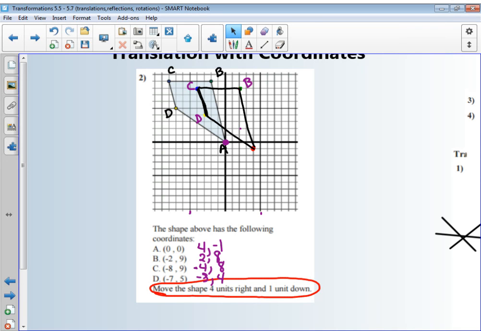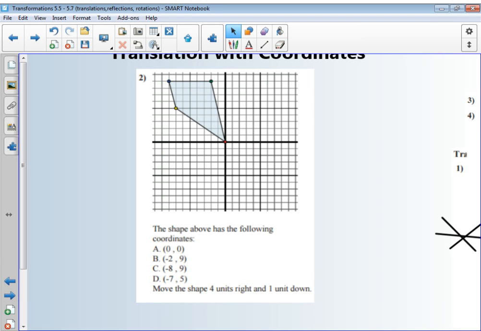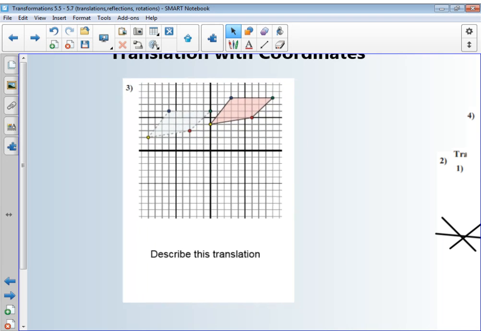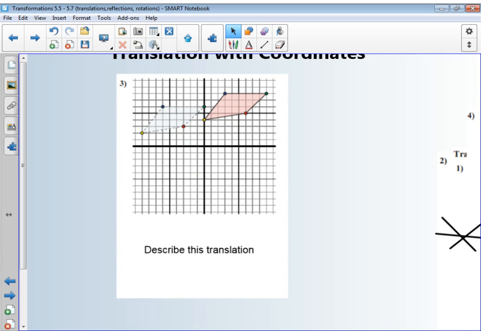So on the bottom of your page, you'll notice that I modified it so that we could practice writing out what the translation is. So on number 3, we're going to go ahead and do the translation from this lighter figure. This is the original figure. And let's do our translation to the darker figure. So this is our new figure.